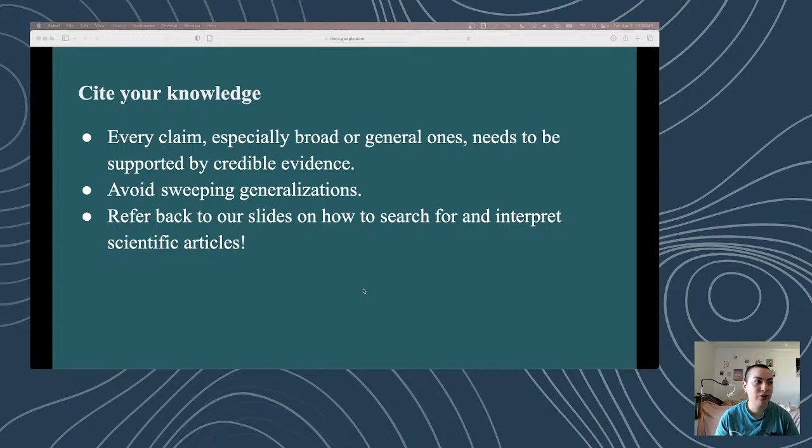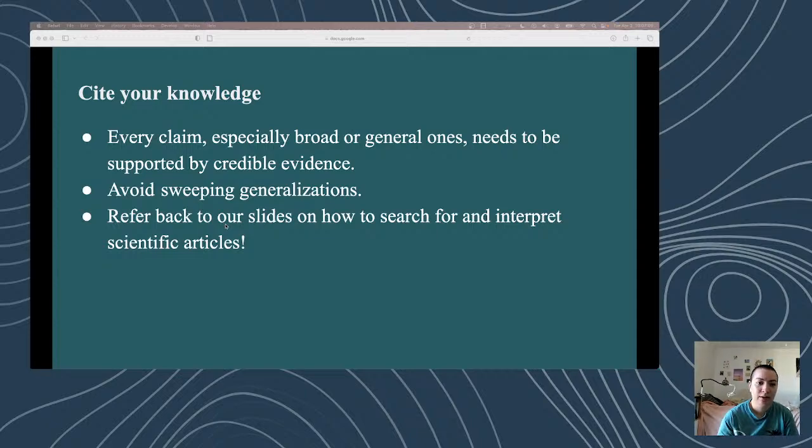Avoid sweeping generalizations, making big stereotypes about populations of people that there are counter examples to. And refer back to our slides on how to search for and interpret scientific articles, if you're unsure whether an article is in fact saying the thing that you think is true. So cite your knowledge. I'm also happy to help you search the literature for articles that say things.